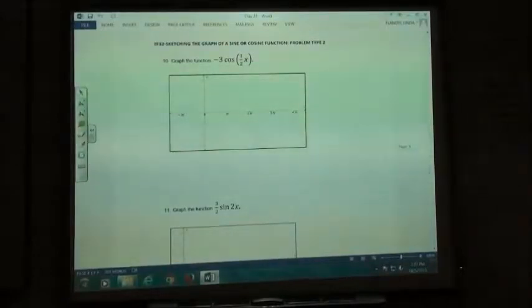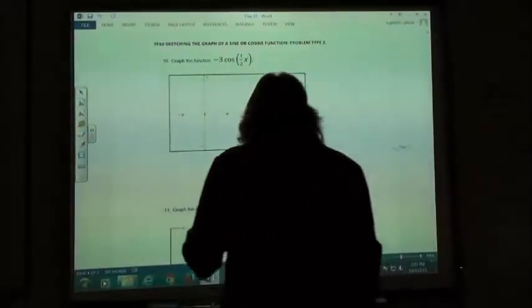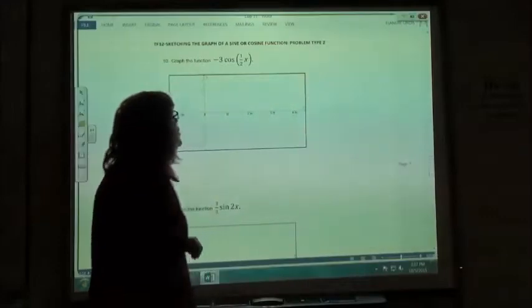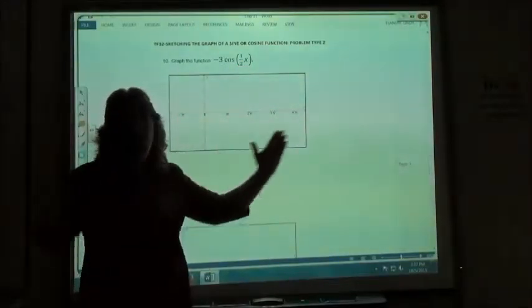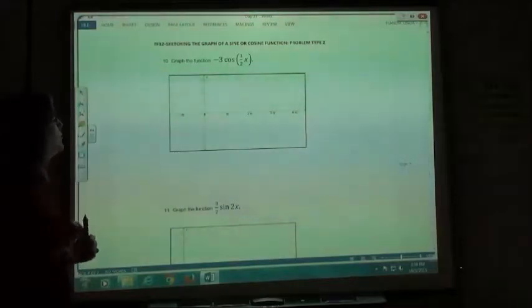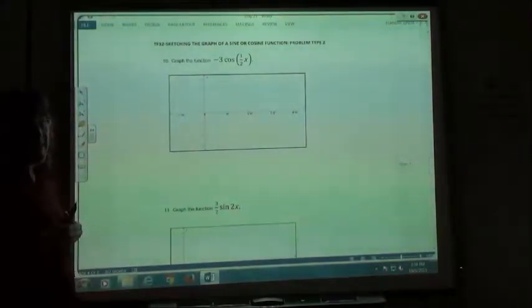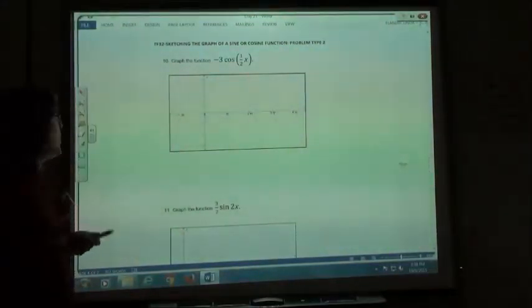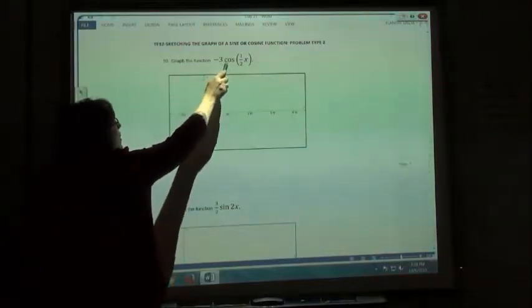10, 11, and 12, we are going to graph the sine or the cosine function again, problem type 2. This time we're going to have a change in our period. It's not going to have a shift to it. And so we're going to do pretty much the exact same thing we did on the previous problems. This one's starting with the cosine curve.